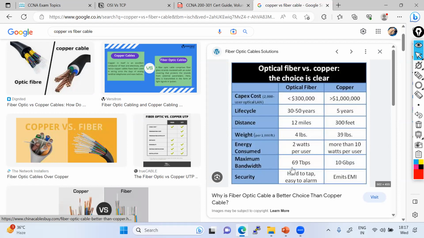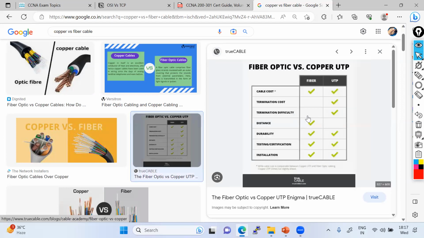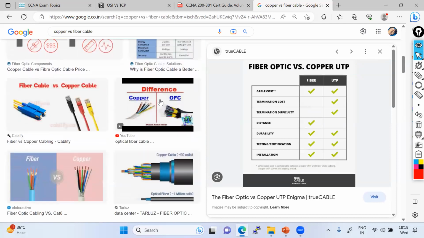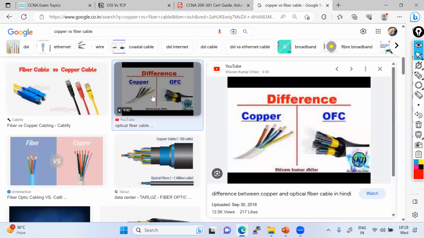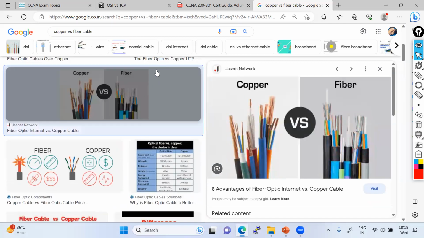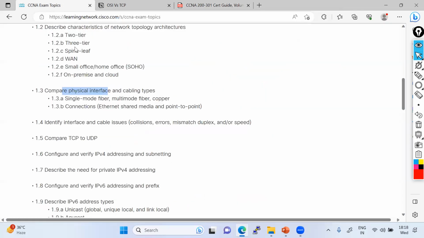But if you talk about fiber, it has very high speeds. Fiber travels very long. Distance is very high in fiber, low in copper. So there are two major factors, basically copper versus fiber. Copper is always the choice for the LAN, with low cost, low speed, but low distance as well. Fiber is used for long distance communication.